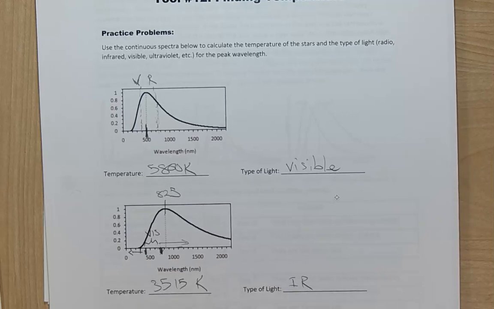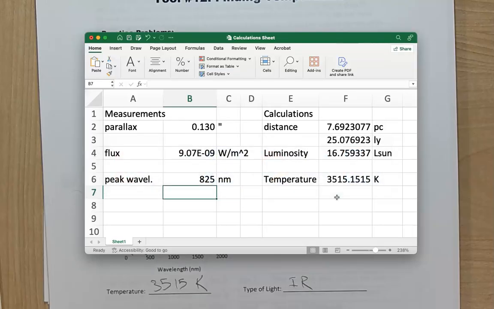Okay. Now where do we go? Well, where we go is where I was leading you to earlier. Now that we've got a spreadsheet, all we've got to do is these three measurements: parallax, flux, peak wavelength. With these three measurements, we can figure out the distance of the star, its luminosity, its temperature. And now, if we know luminosity and temperature, we can figure out the size of the star, or specifically the radius, since it's a sphere. So, how do we do that? That'll be the next thing.